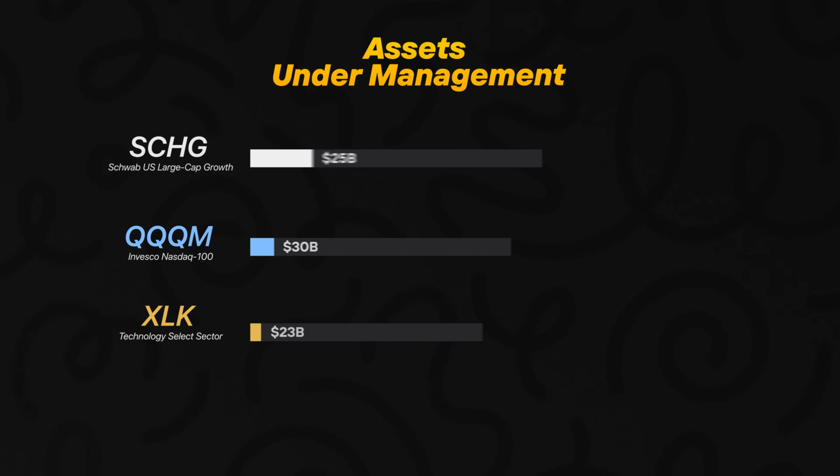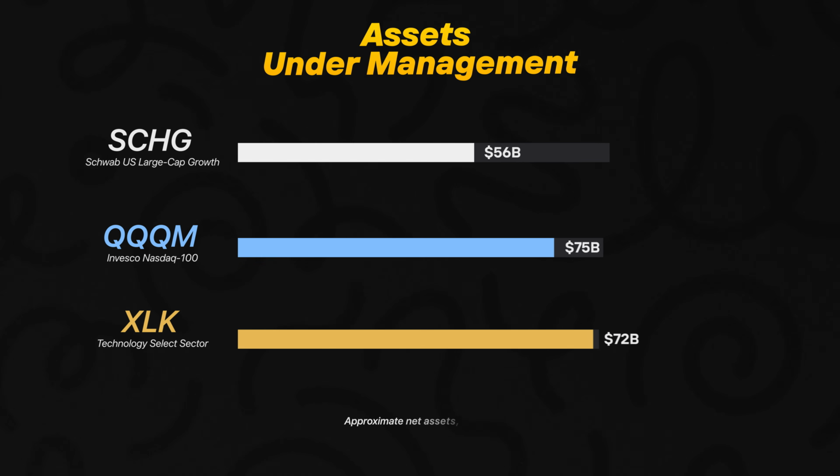SCHG, QQQM, and XLK are three of the more popular growth funds out there. And while they might look similar from the outside, each one is built on a completely different set of rules. And in this video, I'm breaking down each one of these funds and which one I'd actually invest in.